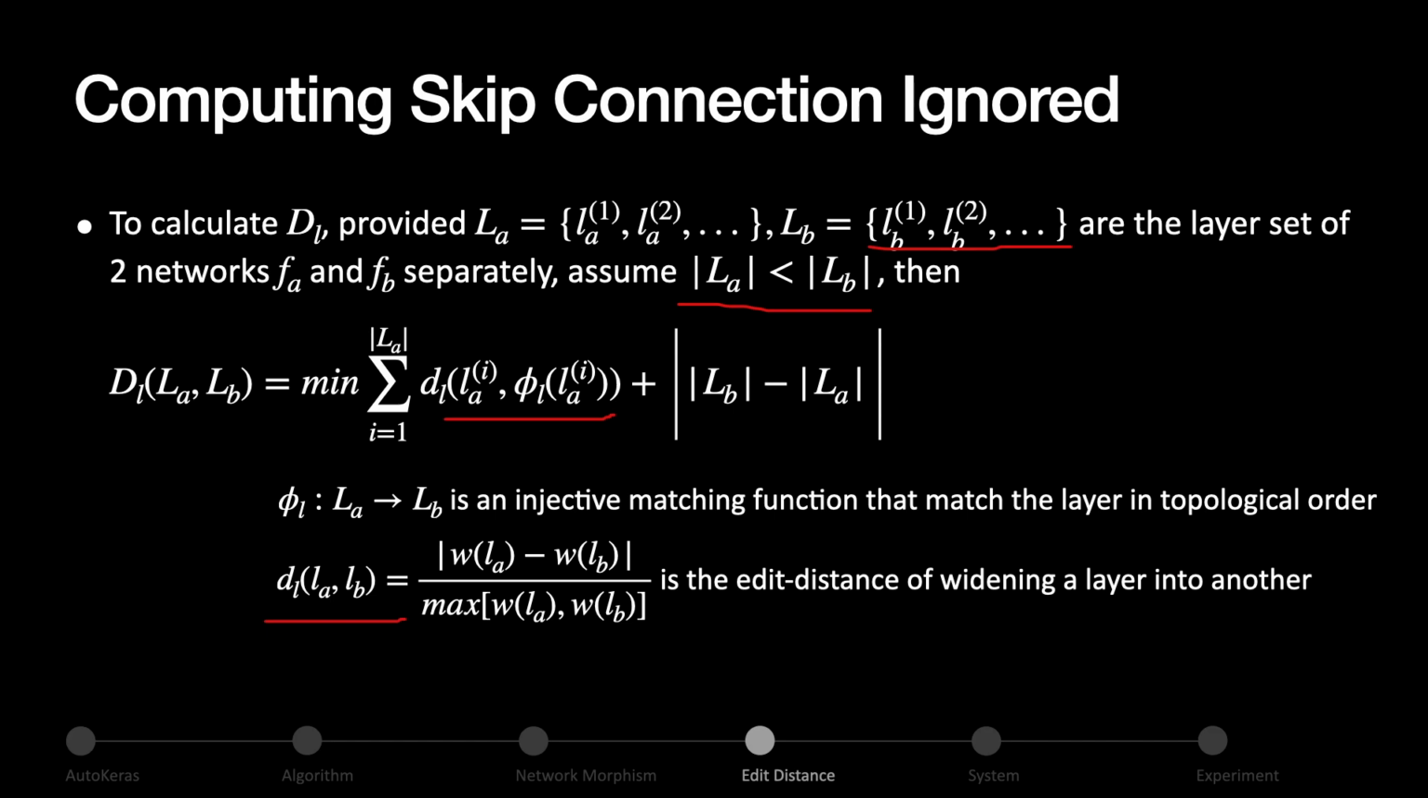And then, because we still have some layers that are not matched, we leave these here. We just use the larger LB to minus the smaller LA. So you can see that for those not matched, they will contribute more to the distance. Because for each layer not matched, it will contribute 1. But for those matched, it will contribute less than 1.